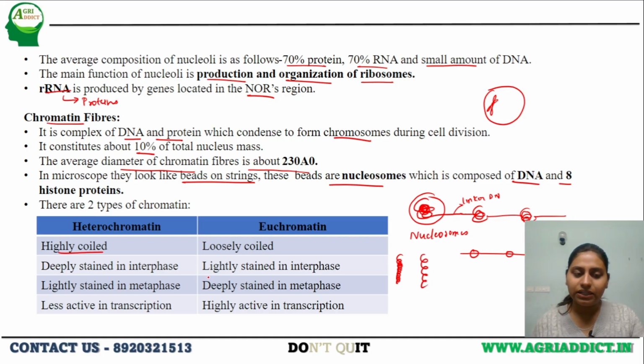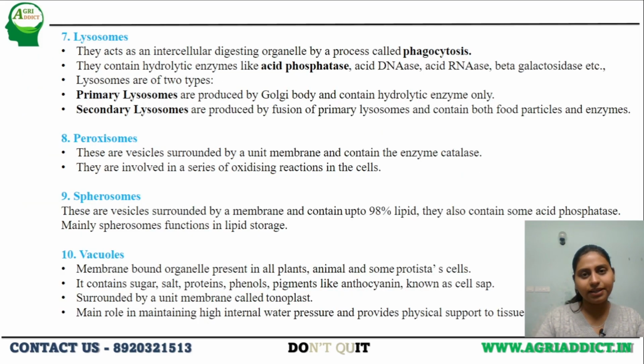And since heterochromatin is highly coiled, it takes up more stain and appears dark during interphase, whereas euchromatin appears light during interphase. But in metaphase, heterochromatin is lightly stained and euchromatin is deeply stained. And since heterochromatin is a highly coiled structure, it does not allow much of its genes for transcription, that is, it is transcriptionally less active, whereas euchromatin is highly active in the transcription process.